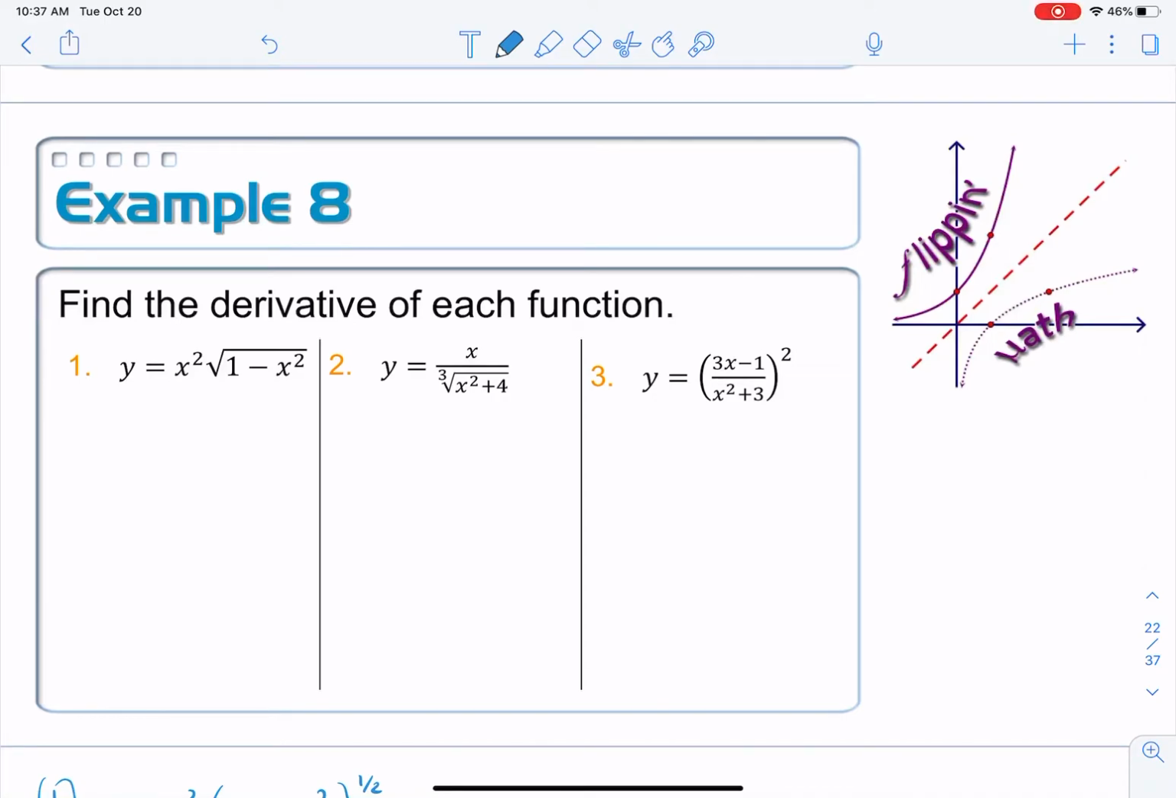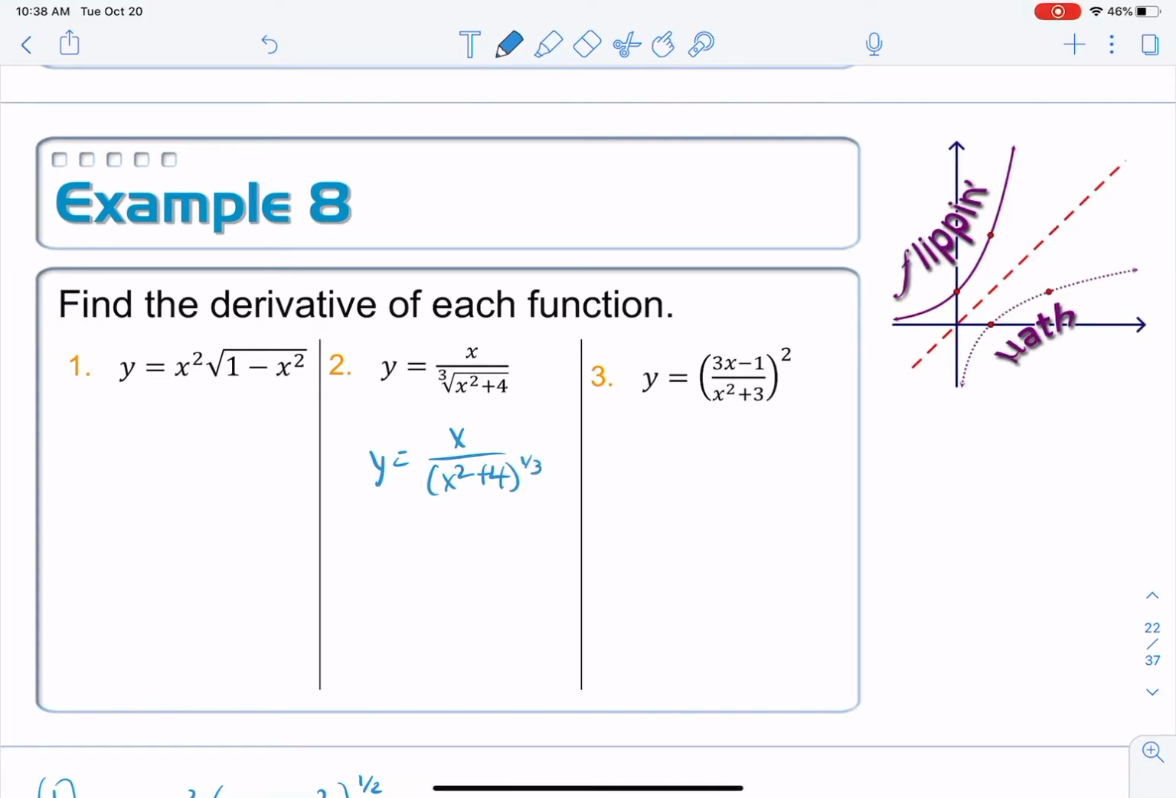And let's look at number 2. Y is equal to x over the cube root of x squared plus 4. Okay, so I am going to, of course, rewrite that as x divided by x squared plus 4, and then we would raise that to the 1/3 power.